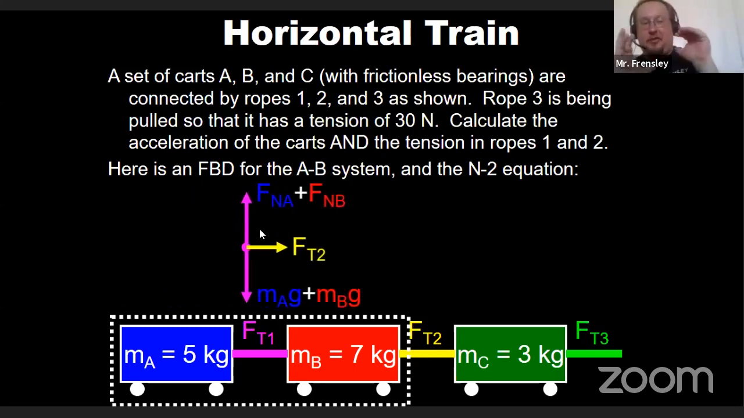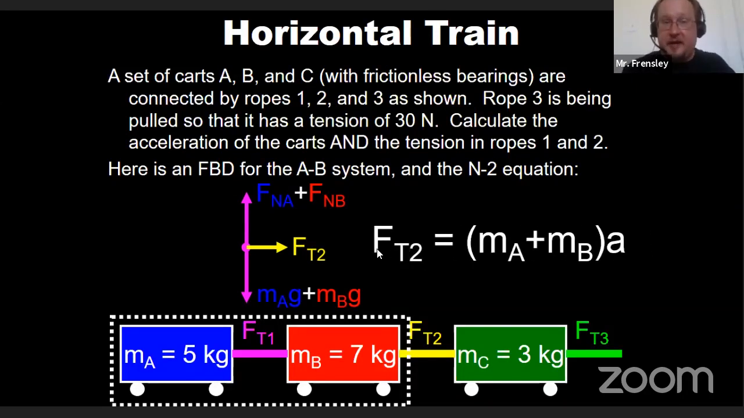The one combined thing would have combined force normal up, combined mg down, and force tension 2 to the right. Notice force tension 1 is now internal to the system because the agent and the object for force tension 1 are both in the system. A pulls B, B pulls A, both are in the system. So force tension 1 is not something we draw in our free body diagram. So I could say force tension 2 is mass A plus mass B times acceleration. Well, that's still 2 unknowns. I don't know force tension 2, and I don't know acceleration.